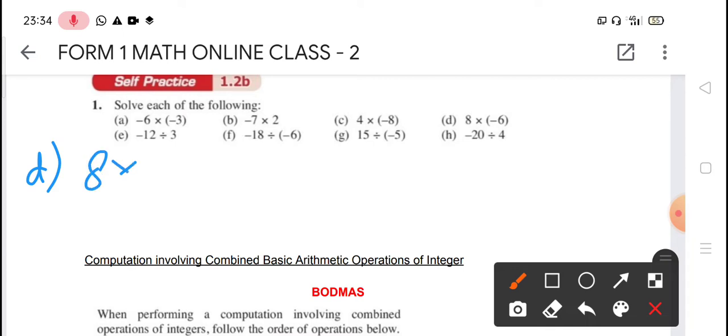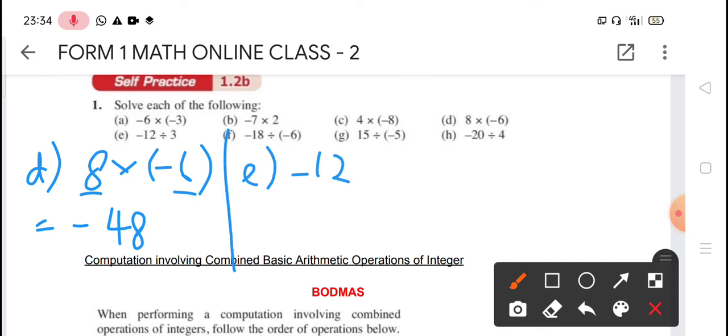8 multiply negative 6, so we multiply the number. 8 multiply 6, 48. Positive, negative, different symbol, so we get negative. Okay, next, E. Negative 12 divided by 3. So we divide the number first. 12 divided by 3, 4. Negative, positive, different symbol, so we get negative.